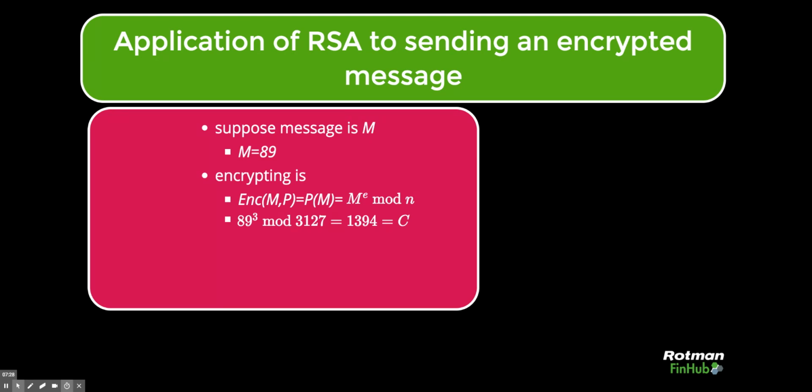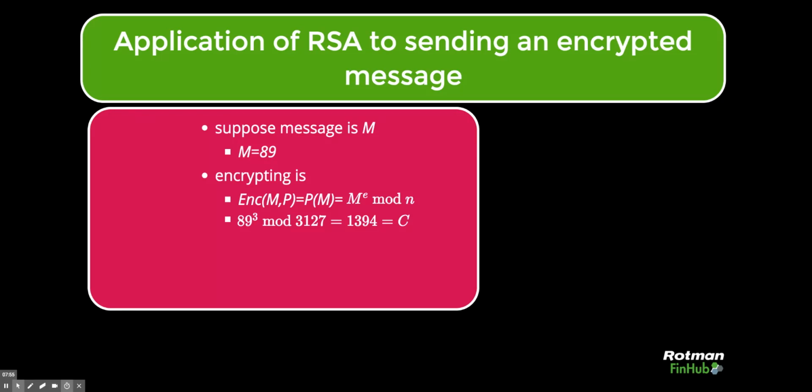There's no problems with that. So this number C, this number 1394, that's the cipher. So what she now does is she sends this cipher to Bob. And anybody who is looking will not be able to determine that C, so 1394, is the cipher, the encrypted version of 89.